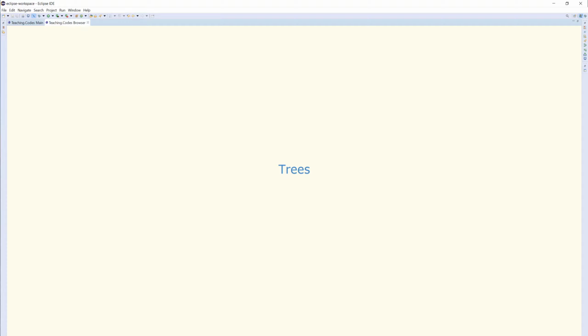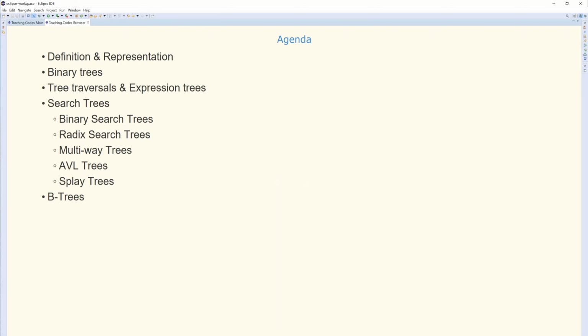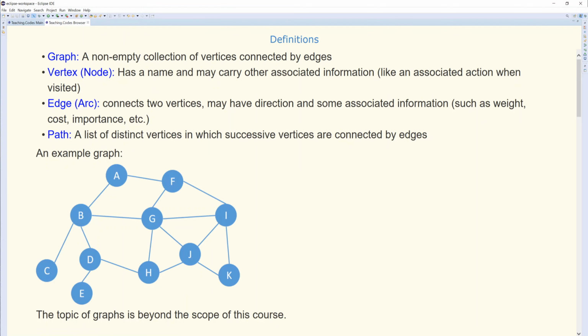We start a new chapter on trees. I'll skip the agenda. So we first start with the discussion of graphs. A graph is a non-empty collection of vertices which are connected by edges.